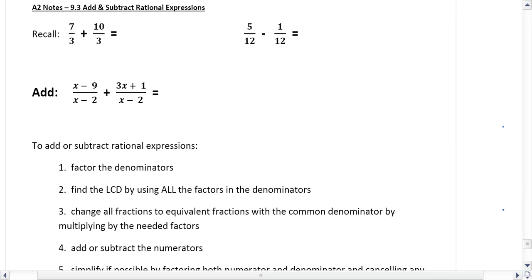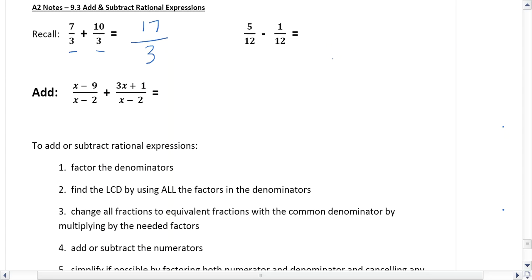These are the notes for 9.3, adding and subtracting rational expressions. So we get to add and subtract with algebra fractions today. Quick review of what you already know. When you're adding fractions, you must have common denominators, and then you add the numerators only and keep the denominator the same.